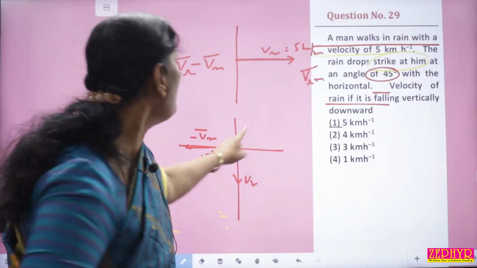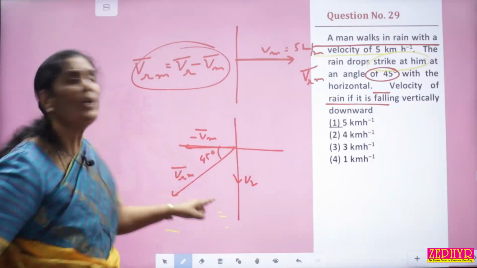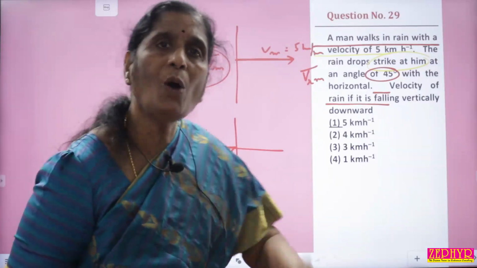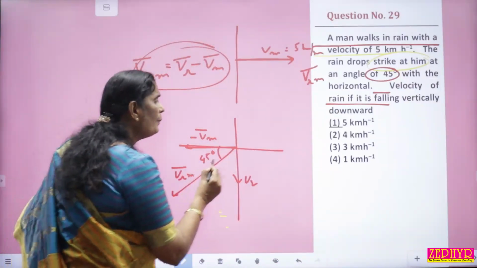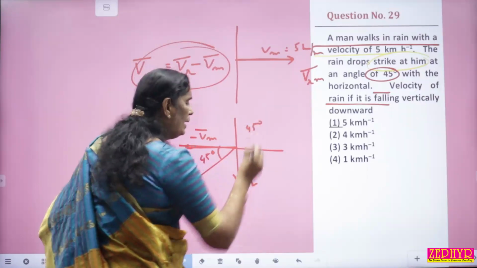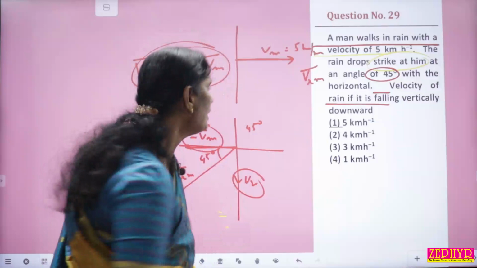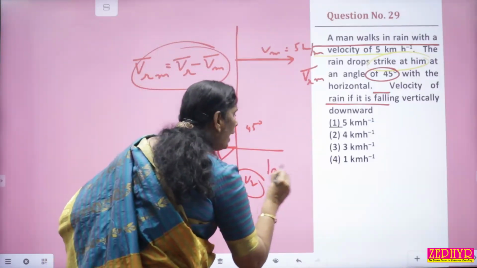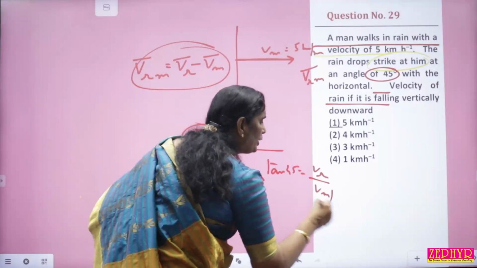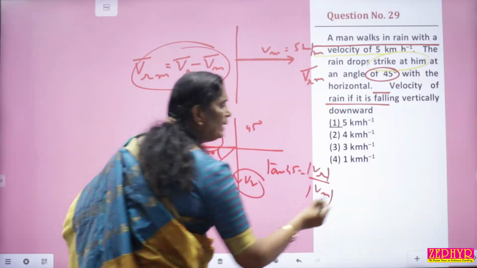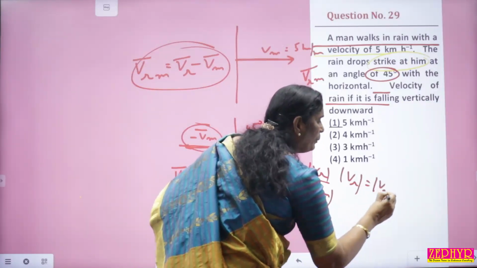If you think in this way, then only you will get the exact figure. But now this is 45. So once this is 45, we can say that the magnitude of the sides will be one and the same, because we know that tan 45 is equal to VR by Vm. That means VR is one and the same as Vm only.